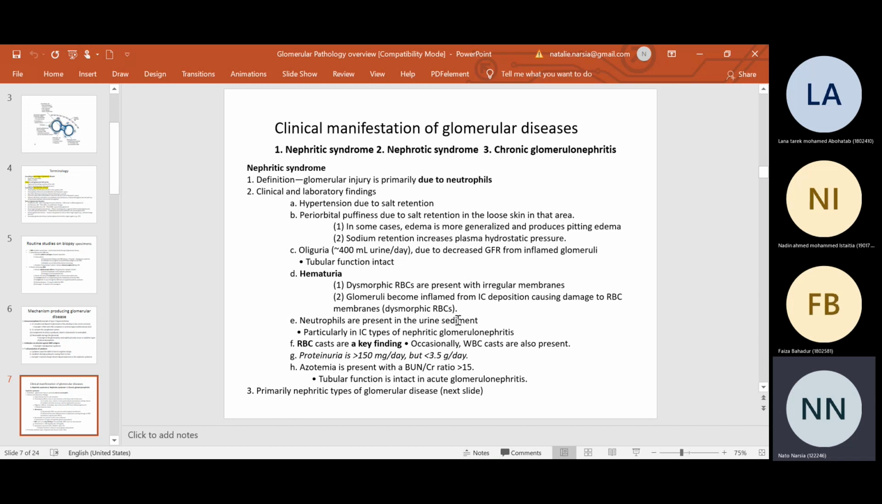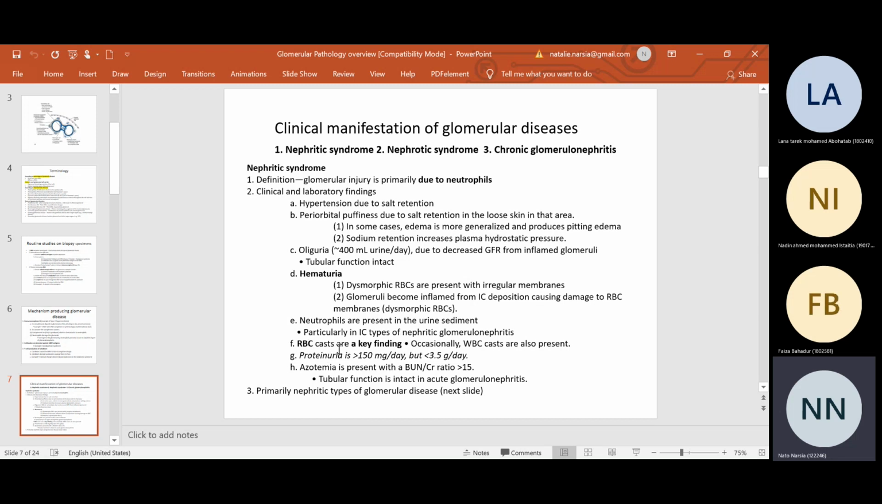You should find, guys, red blood cell casts as well, okay? Hematuria means you can find red blood cell casts as well. And casts, you know what that is, right? That is red blood cells that are stuck in the tubules and tubular shape casts. You end up with them in the urine. Neutrophils are present in the urine sediment. Urine sediment neutrophils, it is logical as well, right? Nephritic syndrome, you have proliferation. Neutrophils usually cause this inflammation, and definitely you need to find these neutrophils, particularly in IC types, immune complex types, okay? That is very logical.